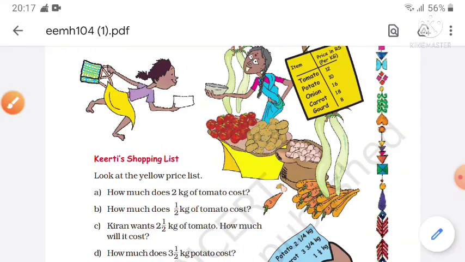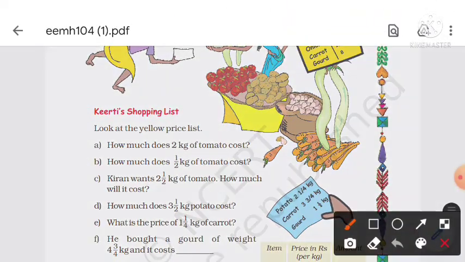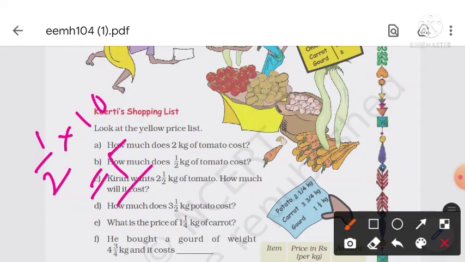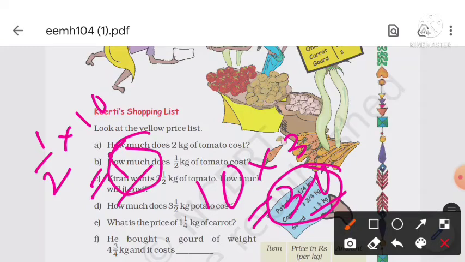Next is, how much does 3 and 1/2 kg potato cost? Very simple. For 1 kg potato it is 10, so for half kg it will be half into 10, that is 5 rupees, and for 3 kg it will be 10 into 3, that is 30. So the total will be 30 plus 5, 35. So the cost of 3 and 1/2 kg of potato will be 35 rupees.